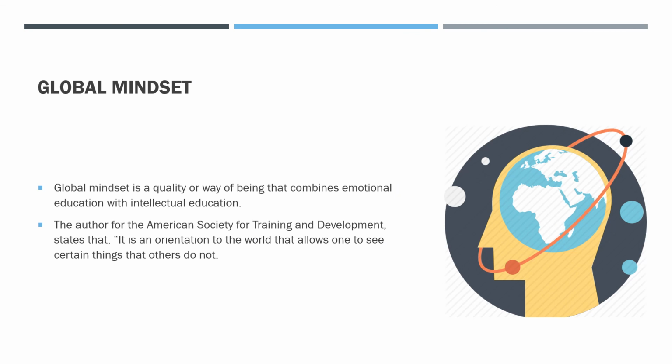Global mindset is a quality or a way of being that combines emotional education with intellectual education. It is important that there is a balance in perspectives when someone has a global mindset. They're required to pay attention not only to organizational cultures, values, and beliefs that are much different from their own beliefs, but also maintain a global view. This is known as having a dualistic perspective.